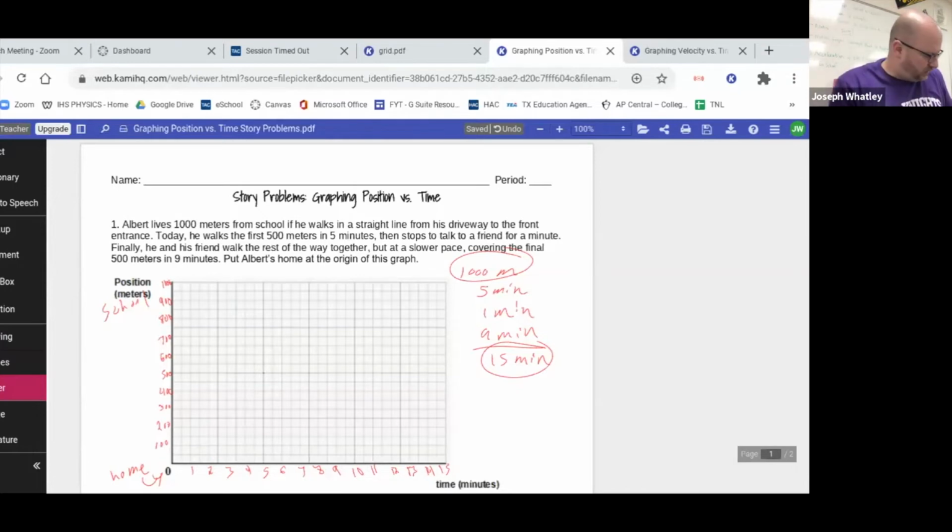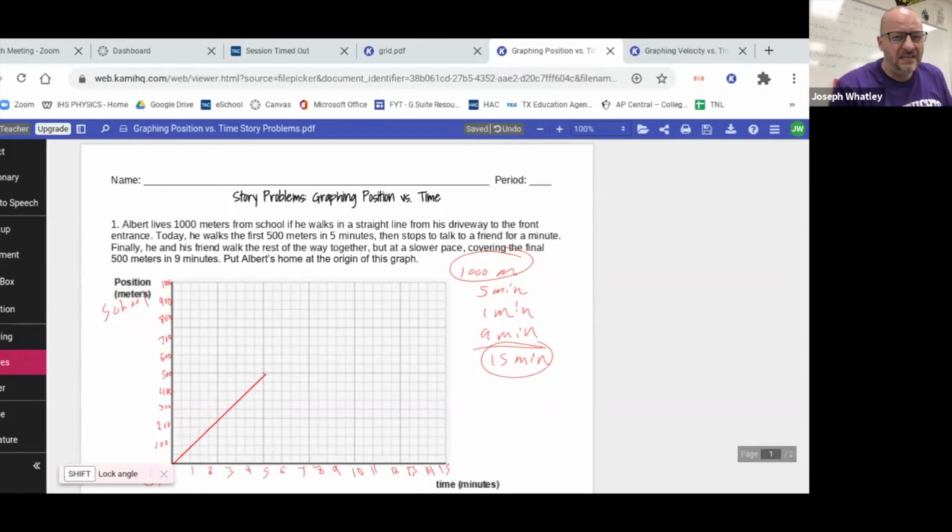So we've got this. Now we need to graph his position versus time. So it told us, let me use this shape and that color, that he covered 500 meters in 5 minutes. So 500 meters is here, 5 minutes. So it's going to go to that point right there. So his first segment, that's his position versus time, right? He went 500 meters in 5 minutes.